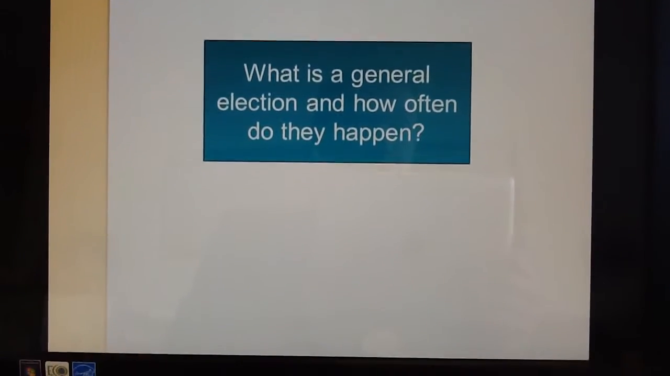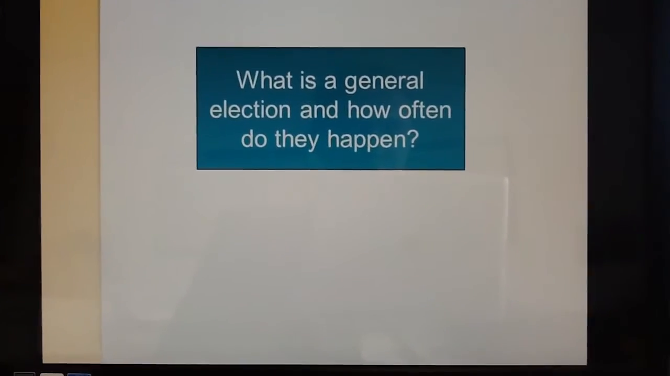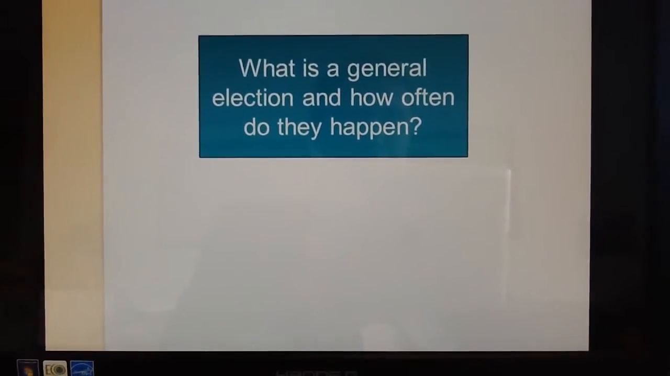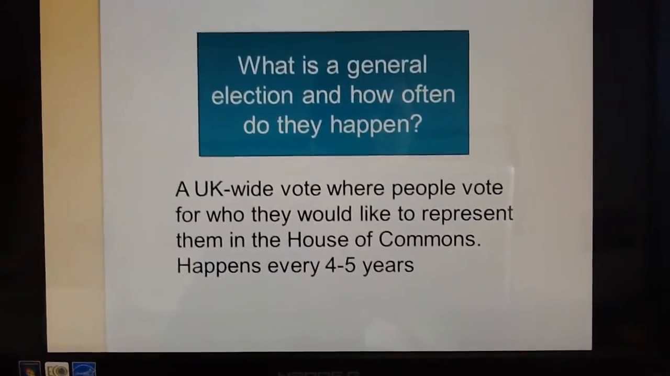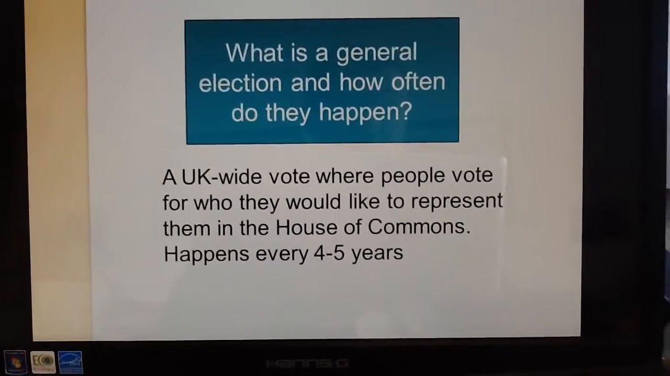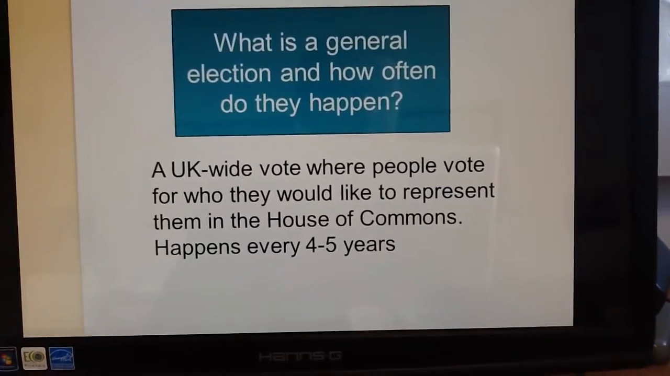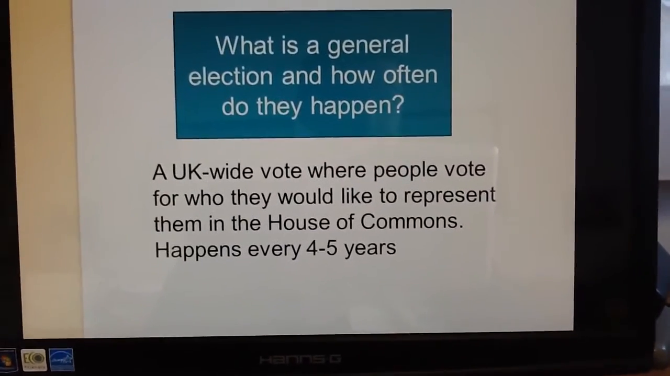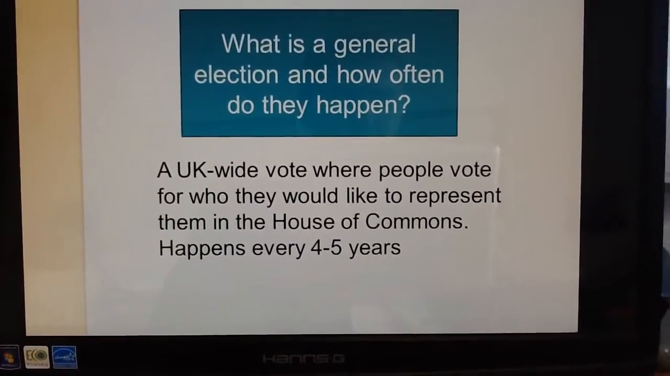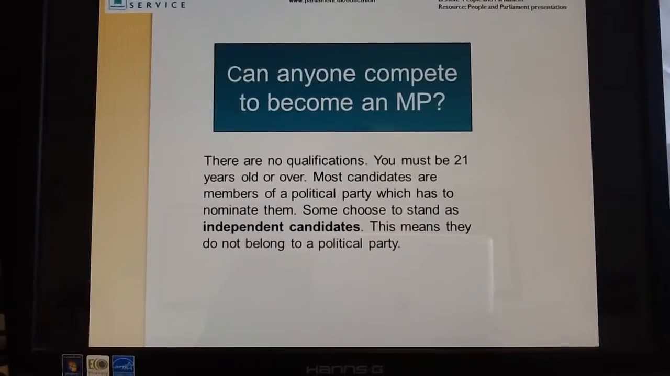Now I'm just going to finish with a couple more key points, key questions and information about UK politics. So one thing I'm sure you've heard about is general election. So we need to know what it is and how often they happen. Well, general election, it's a UK-wide vote where people vote for who they would like to represent them in the House of Commons. So that's where people can actually vote for MPs, and this happens about every 4 to 5 years.